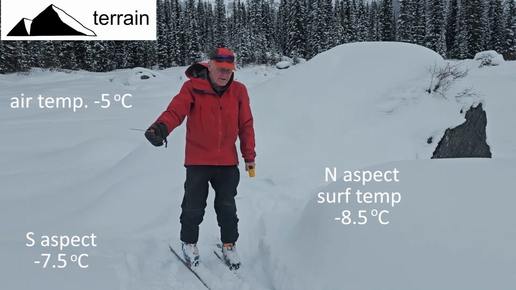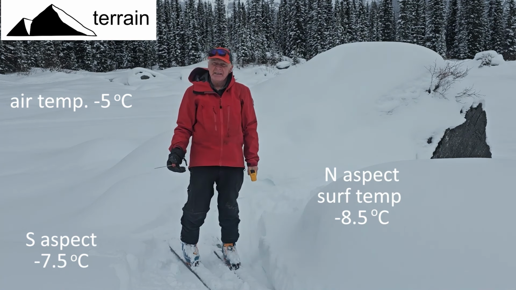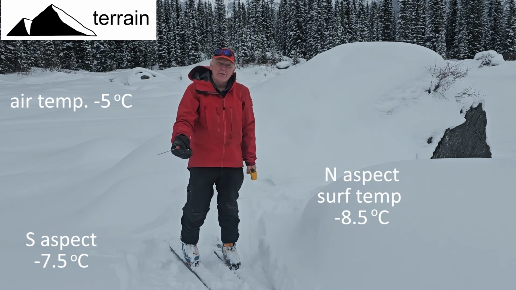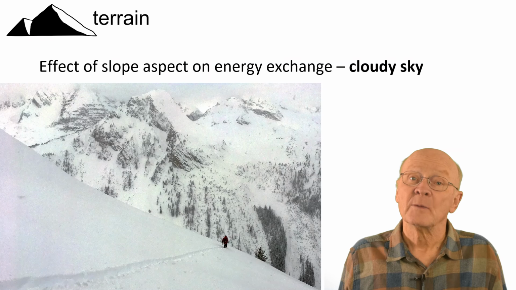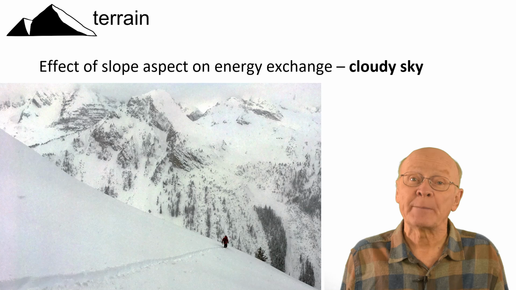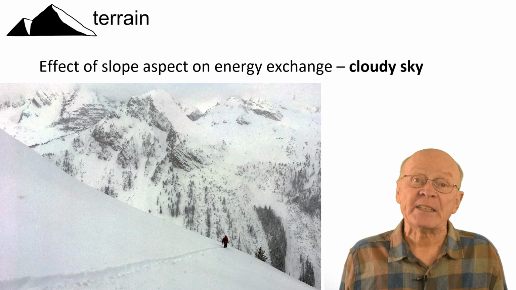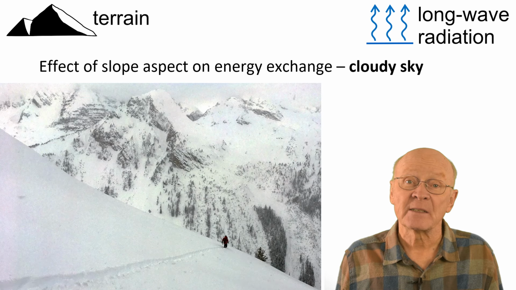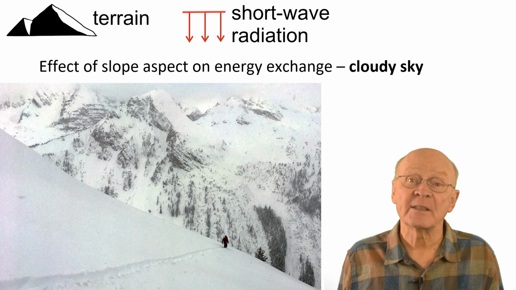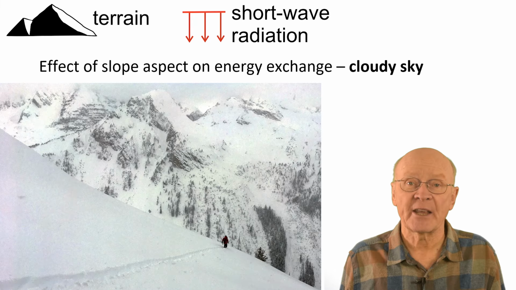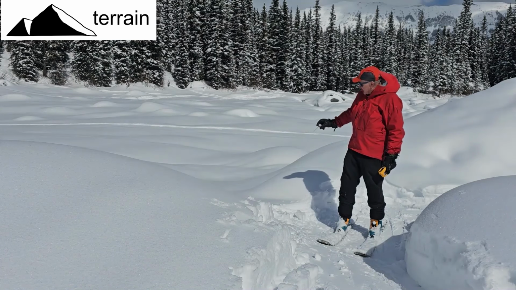So not much difference in snow surface temperature depending on the orientation to the sky, but the snow surface is cooler than the air temperature. When the sky is cloudy, the snow surface temperature is similar on different aspects because the net long-wave energy exchange is almost the same on different aspects. And as Mark mentioned, the diffuse shortwave radiation coming through the clouds does not vary much from one aspect to another.